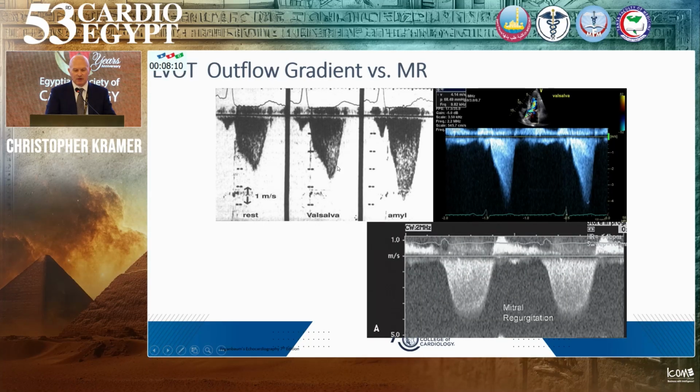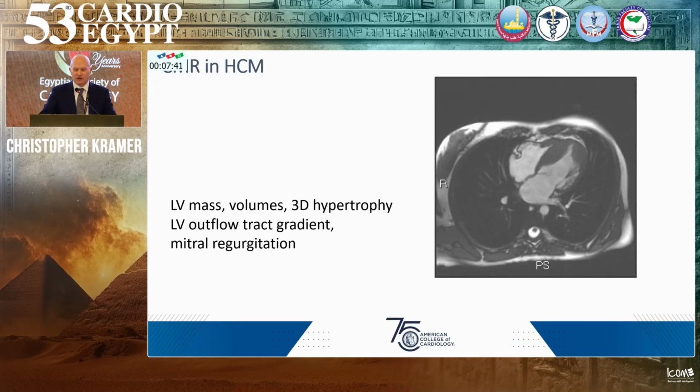Here's an example of the dagger-shaped gradient envelope with continuous wave Doppler at rest and with Valsalva, amyl nitrate, which we no longer use. But here is an example, again dagger-shaped, a late peaking gradient envelope, very different from the holosystolic rounded envelope of mitral regurgitation. It's important for your technologist to scan across the mitral annulus to differentiate mitral regurgitation from SAM and LVOT obstruction.